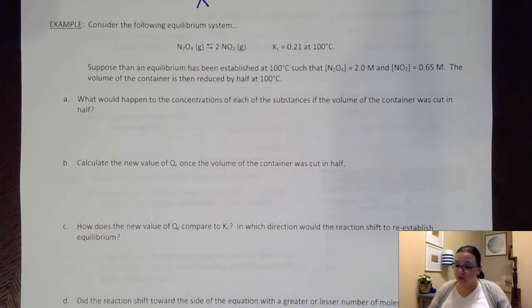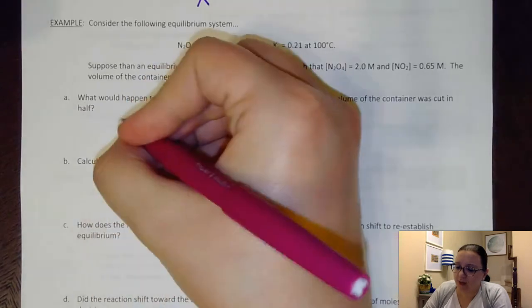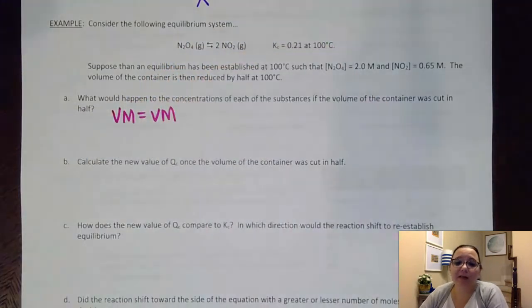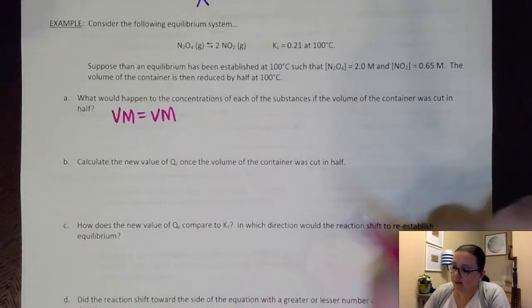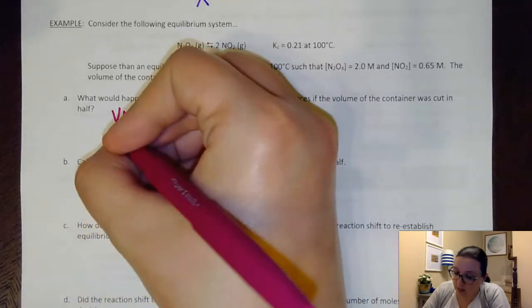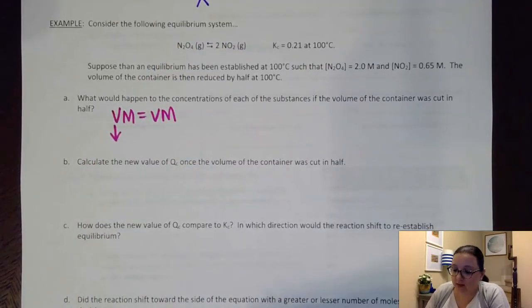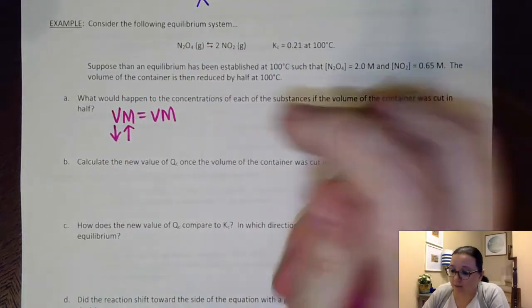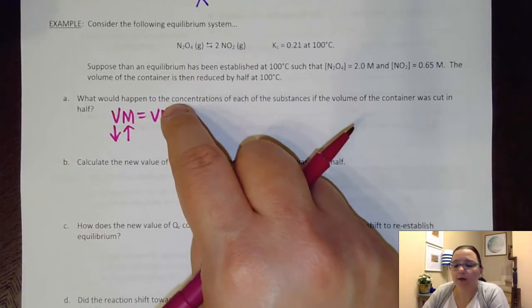And the first part of this question asks, what would happen to the concentrations of each of the substances if the volume of the container was cut in half? This actually goes back to something we talked about in solutions. If you remember, we have a lovely equation called M1V1 = M2V2. It shows what impact changing the volume has on the molarity. So if the volume of the container was cut in half, if I lower the volume, because it's a multiplied thing, that would cause the molarity to go up if it's still equal to the other side.